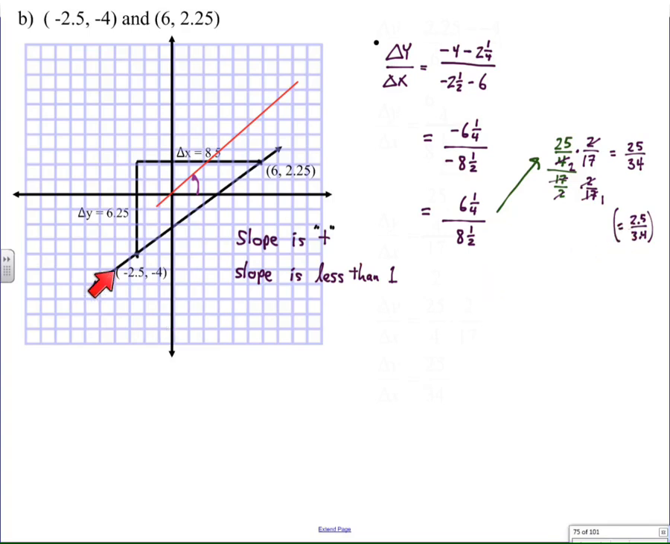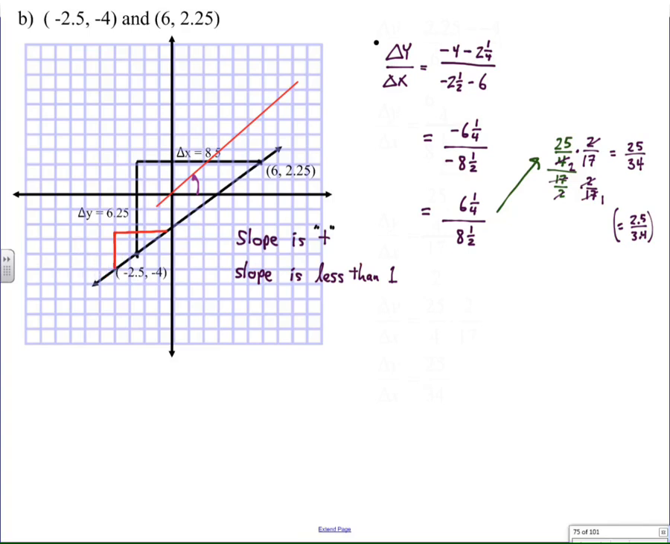So if I pick a point on my graph, like right here, and if I go up 2.5, so here's up 1, up 2, up a half, I should go over 3.4: 1, 2, 3, and some change. So I know my answer is reasonable. Everything's kind of matching what I think it should, so I can move on.